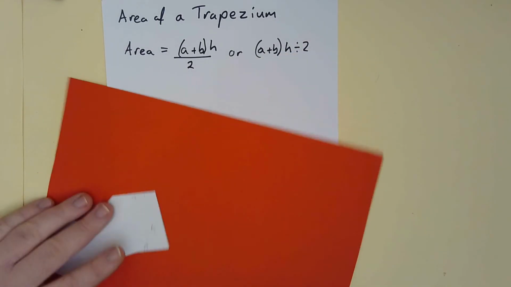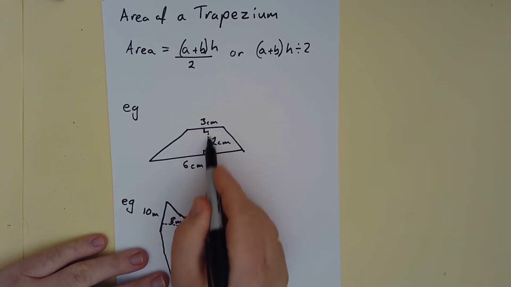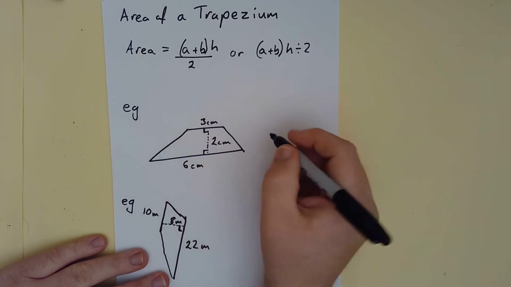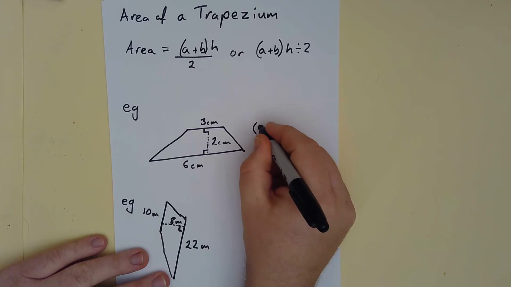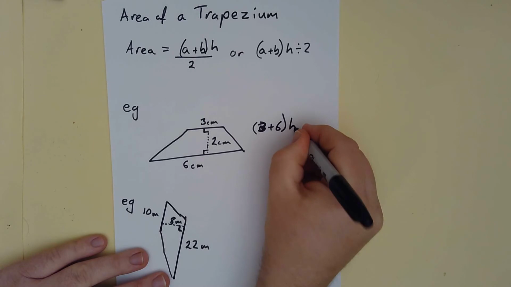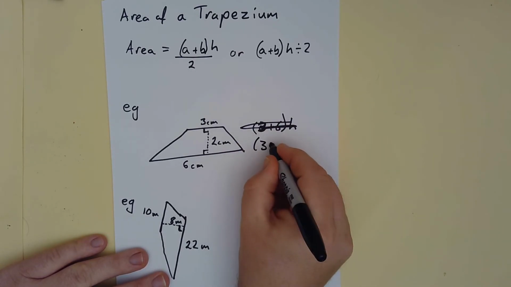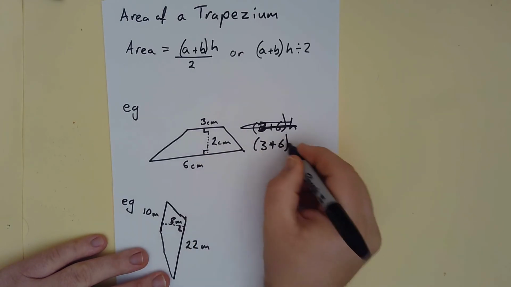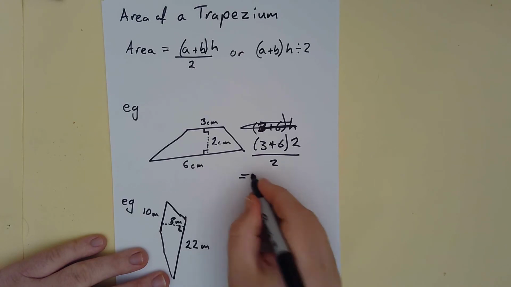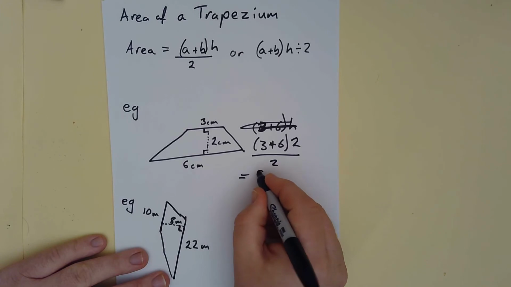So let's look at an example. Here we've got, again, a vertical height. It's got to be at right angles. So I want to do A plus B: 3 plus 6, times by my height, which was 2, over 2. And when I put that in my calculator, I get 9. 9 times 2 is 18, divided by 2 is 9.